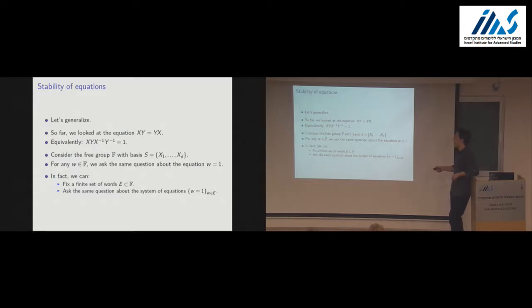And more generally, I can take any free group with basis x1 up to xd. And for any word in this free group, I can ask the same questions about the equation w equals 1, where w is the word. So the question is: is it true that any almost solution to w equals 1 is close to an actual solution? Is it true that any permutations which almost satisfy this are actually close to the space of solutions to w equals 1? And I don't have to look just at a single equation at a time. I can also look at a system of simultaneous equations.